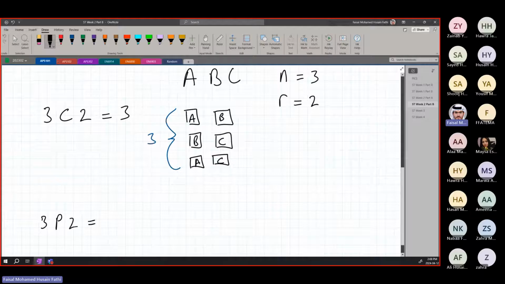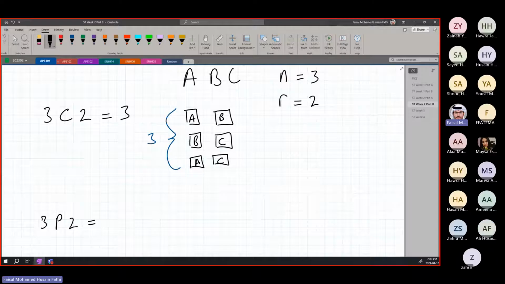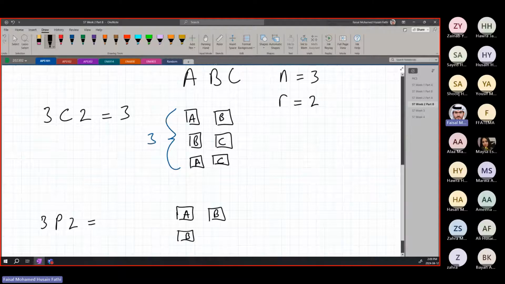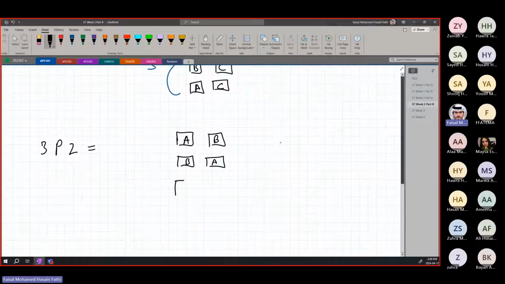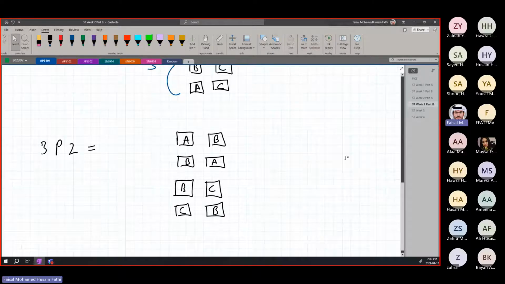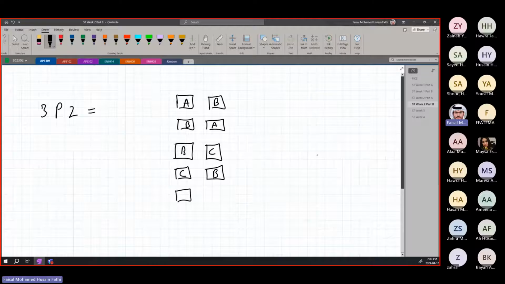However, for 3P2, we're going to have a lot more choices. Why? Because now in the same boxes, we have the same n and the same r. We're going to have 2 boxes we can fill. We can write A and B, or we can write B and A, because here order is important. We can also write it as B and C, or as C and B. And the same thing for the last one, we're going to write it as C and A, or as A and C.